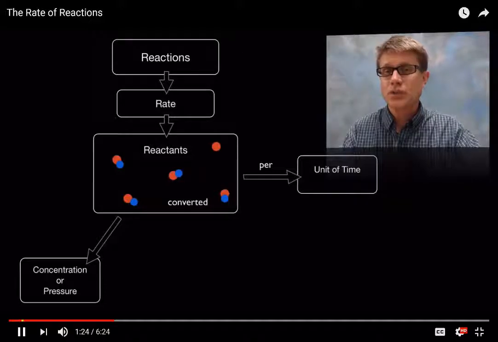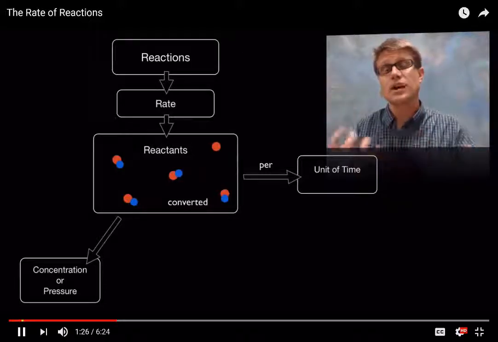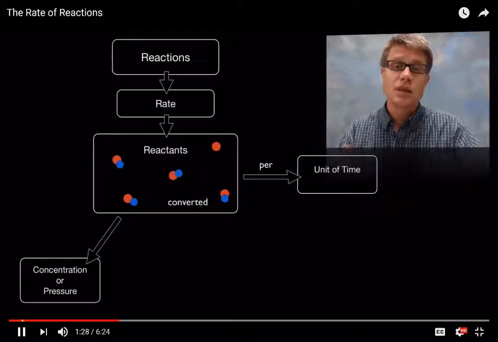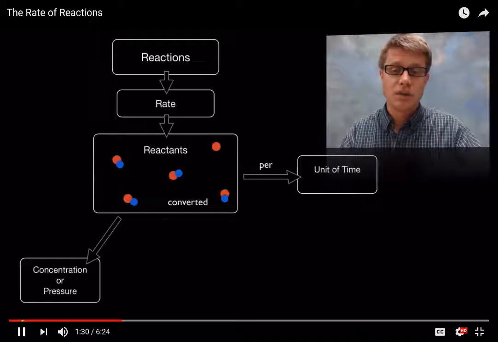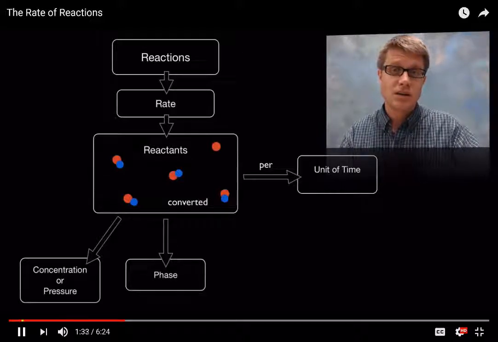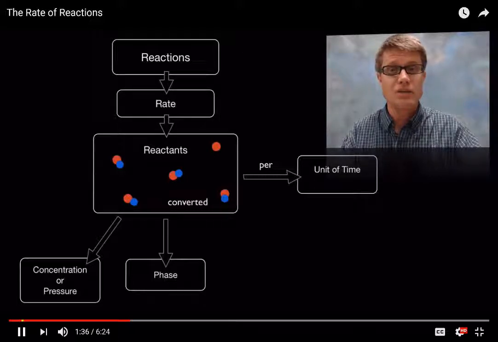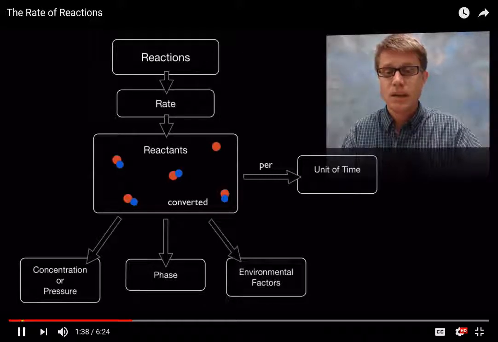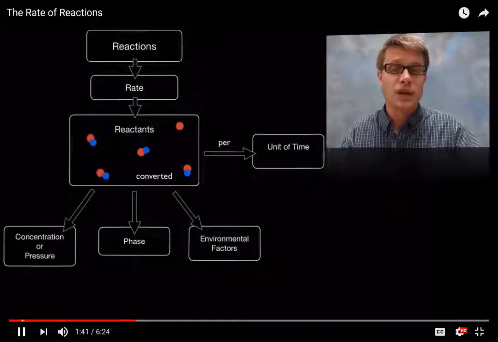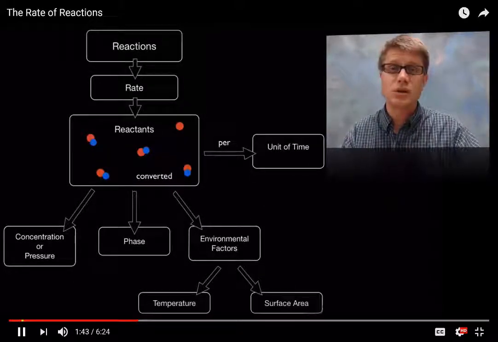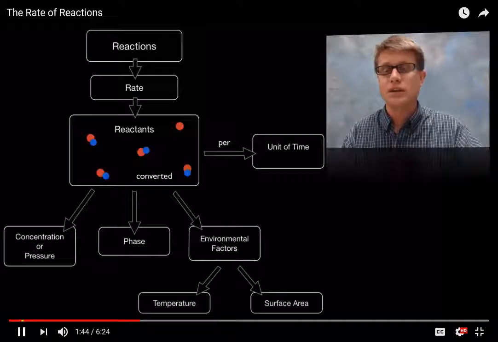And also the pressure. In other words, if we decrease the size of that vessel that they're in, then we're going to have more of those reactions going on. Also, it's going to be the phase that it's in. Clearly, if it's a gas in an enclosed container, we might have faster reactions than we would if it's a liquid. And then finally, environmental factors. Things such as temperature and surface area are going to affect the rate of the reaction as well.